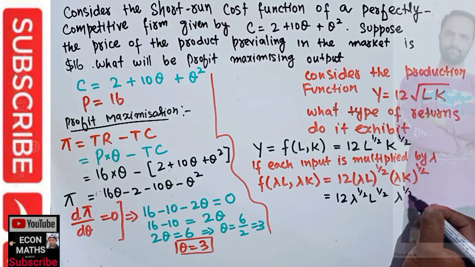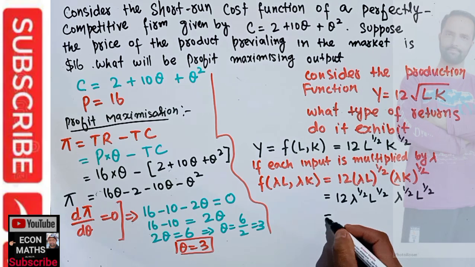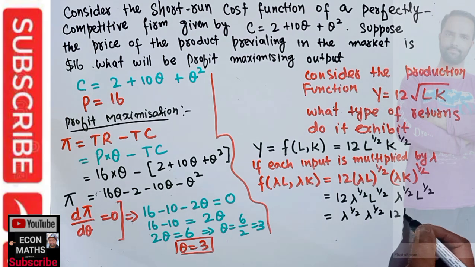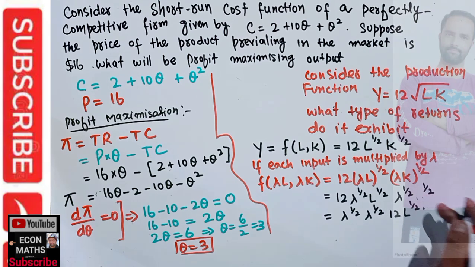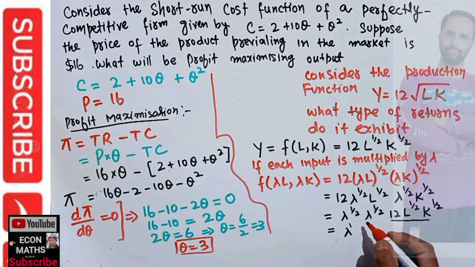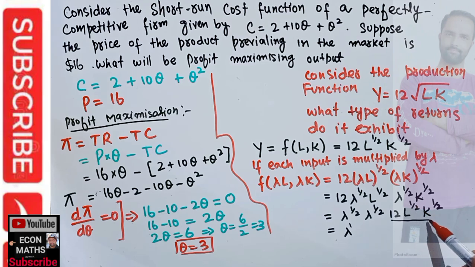Rewriting it, it will become 12 λ^(1/2) L^(1/2) λ^(1/2) K^(1/2). Since the bases are the same we can add up the exponents, so 1/2 + 1/2 becomes 1, and we get λ times 12 L^(1/2) K^(1/2), which is actually equal to λ times our original function f(L, K).